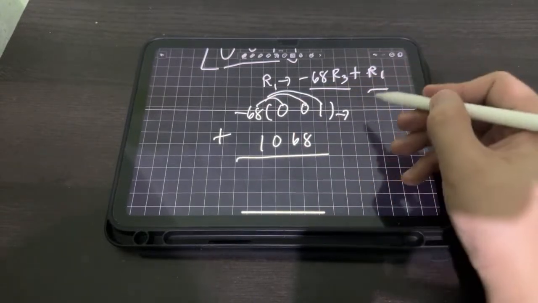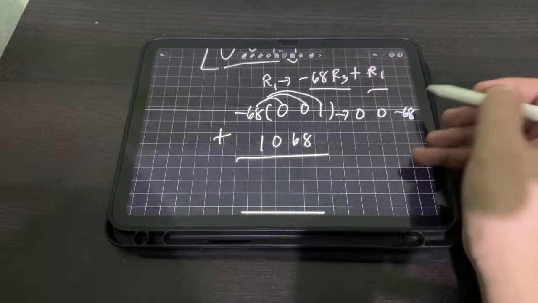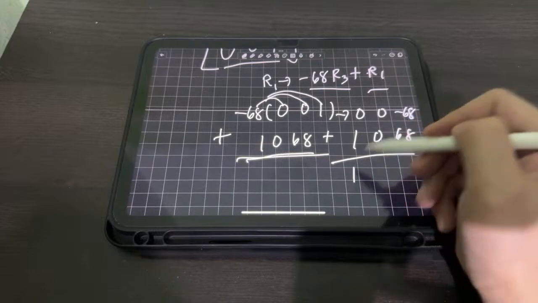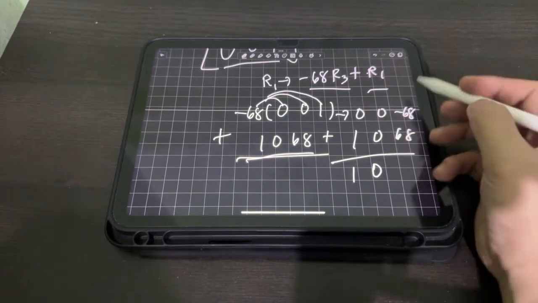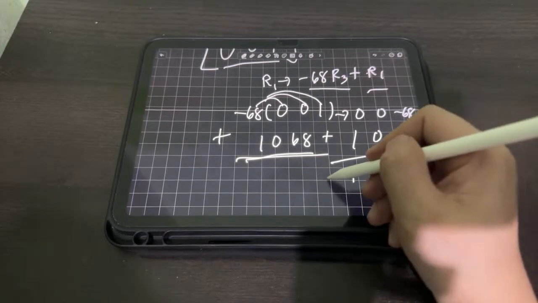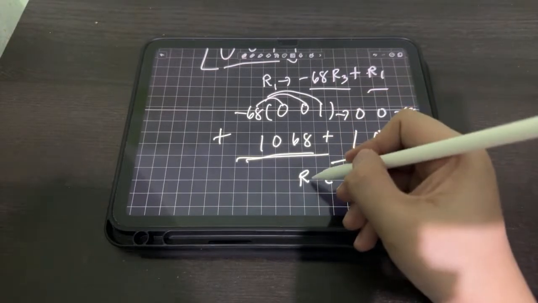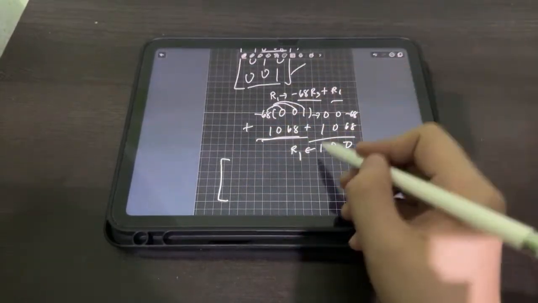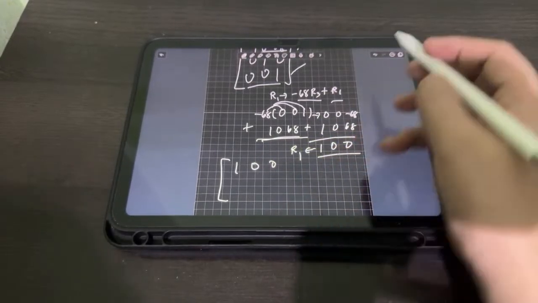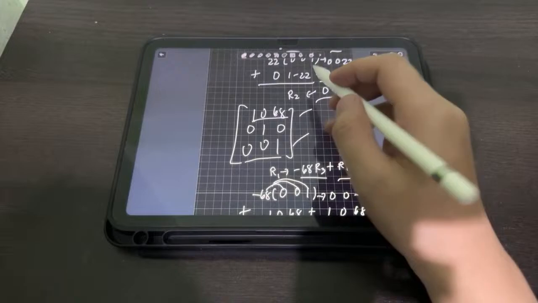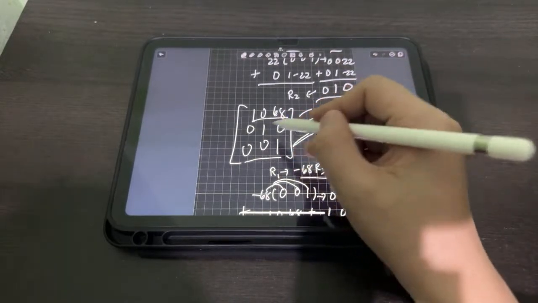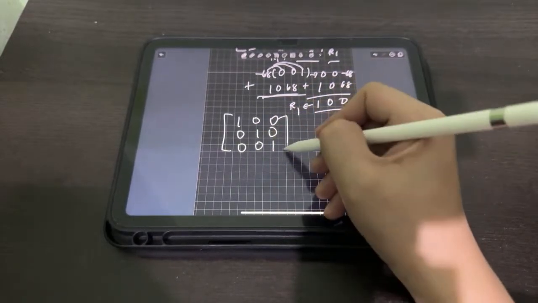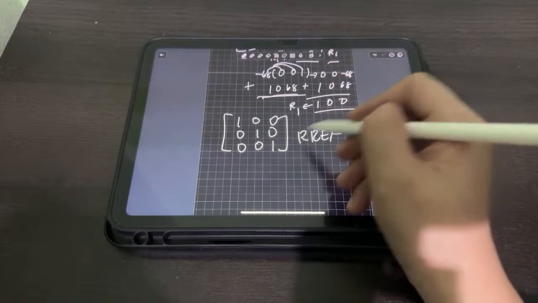So negative 68 times the entries in R3, 0, 0, 1, plus the entries in R1, 1, 0, 68. Distribute the negative 68 here. We will have 0, 0, negative 68 plus 1, 0, 68. So 0 plus 1, 1. 0 plus 0, 0. Negative 68 plus 68, 0. So these are the new entries in R1: 1, 0, 0. And then copy the entries in R2 and R3, 0, 1, 0, and 0, 0, 1. So this is the RREF.